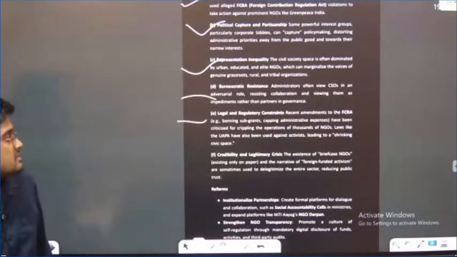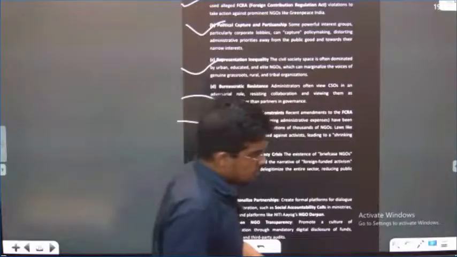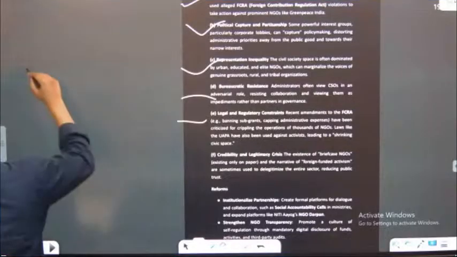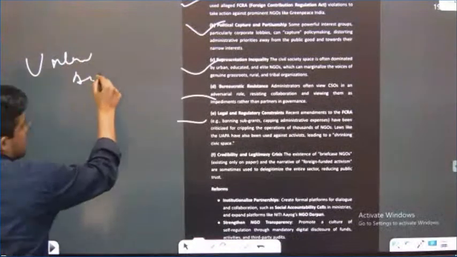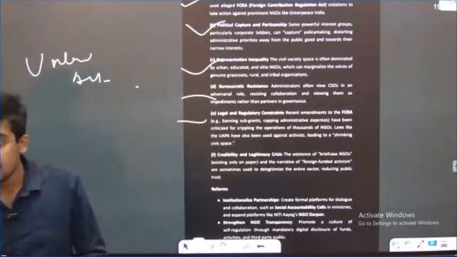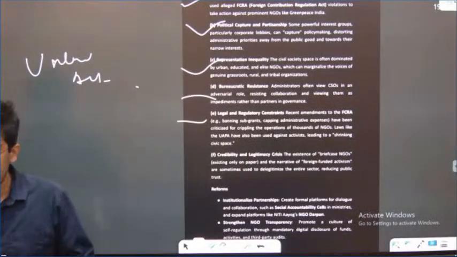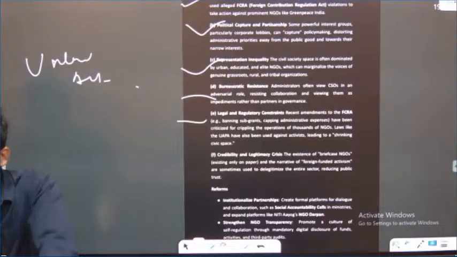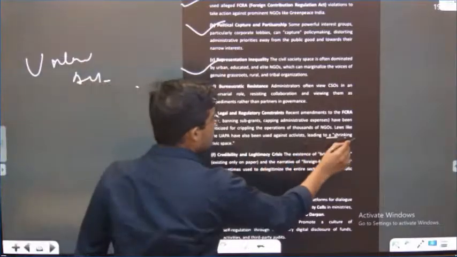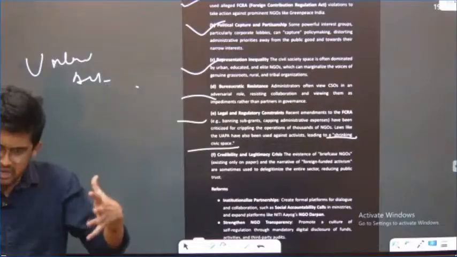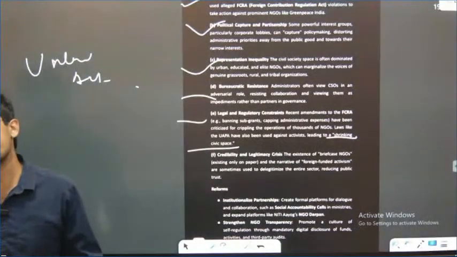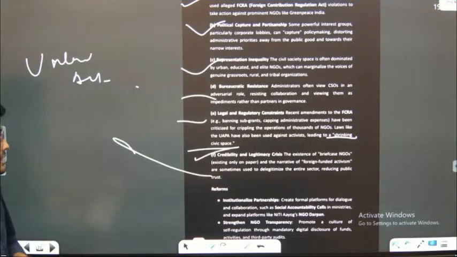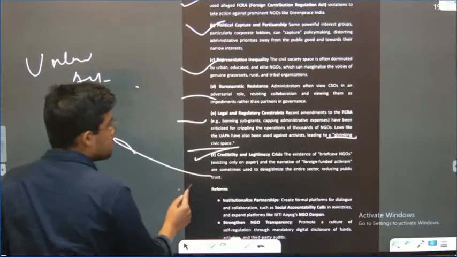Legal and regulatory constraints are there. For example, using things such as UAPA, the Unlawful Activities Prevention Act, against journalists, against certain citizen groups, certain NGOs, shows some kind of chilling effect. It's called shrinking civic space. You shrink where free debate, free discussion can happen. It is taking place like that. Credibility and legitimacy crisis. Existence of something called briefcase NGOs.